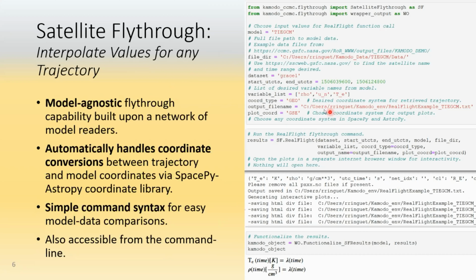But notice the different coordinates that you can enter. All of the coordinate conversions, whether from a standard one in SpacePy or AstroPy, or a model-specific one for that particular model, are handled behind the scenes and automatically. We keep the syntax as simple as possible. A lot of these keywords are optional, and all of the fly-through functions are accessible from the command line for use from other languages.